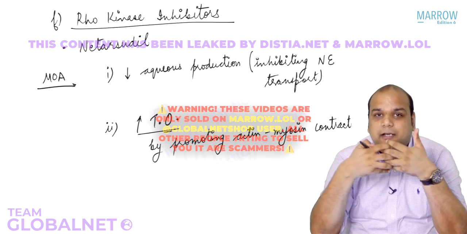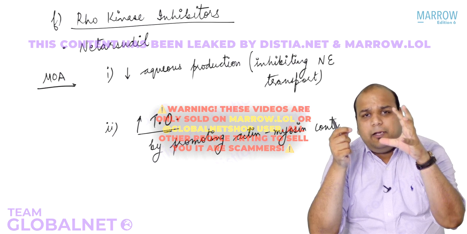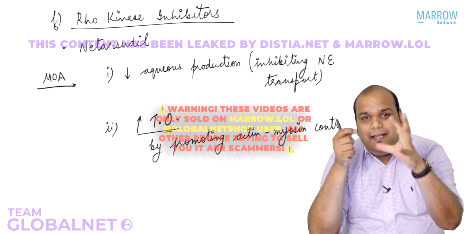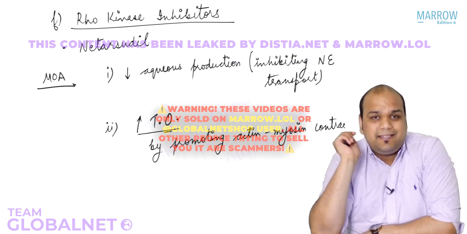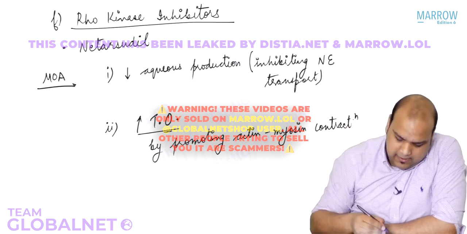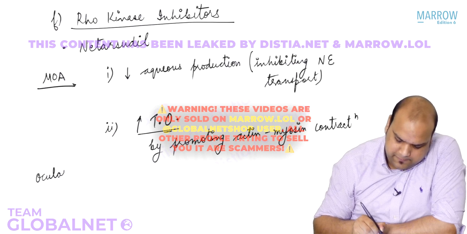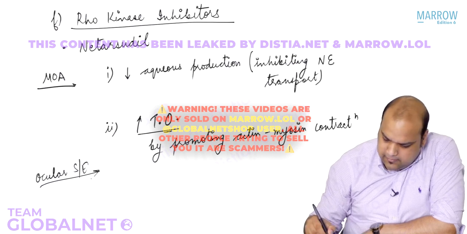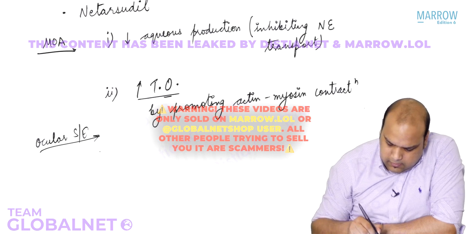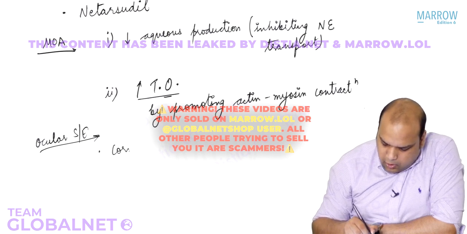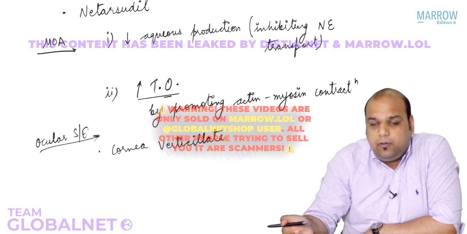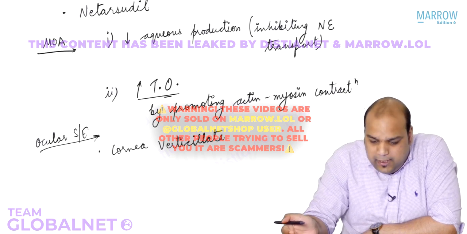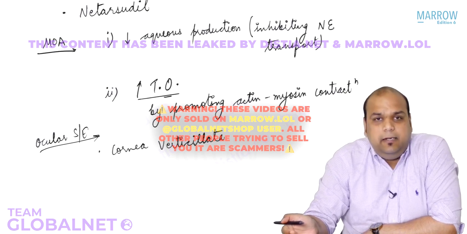Coupling of actin and myosin occurs, contraction. So my trabecular meshwork is contracting, contraction, relaxation. This kind of a movement will lead to pumping action. Pumping will be able to increase the trabecular outflow. Okay. Now, what are the ocular side effects? Nothing major, but it can lead to a very important side effect which is called cornea verticillata. Spindle-shaped deposits in the cornea caused by a lot of other drugs also. Cornea verticillata. Okay, everybody? Done?